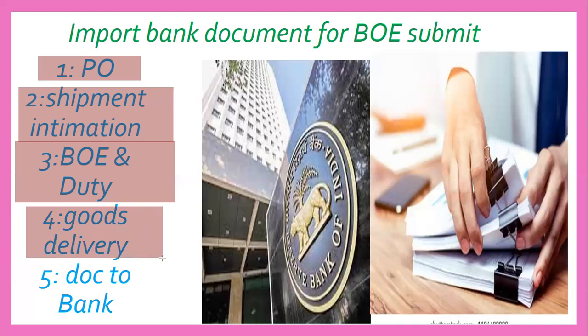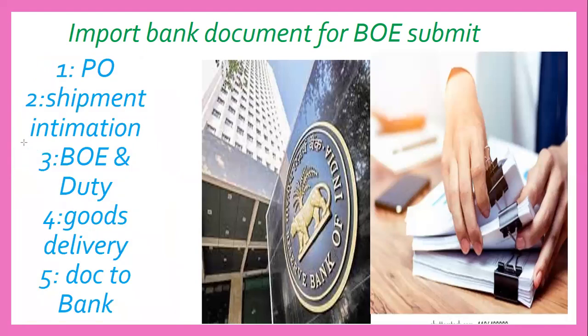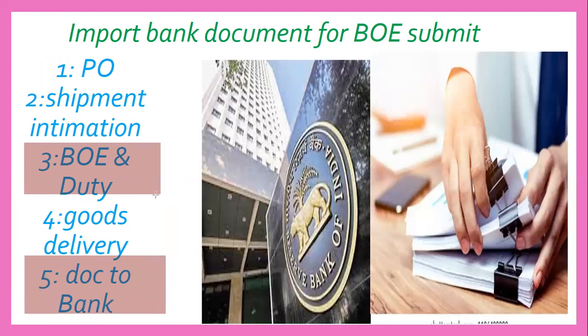Okay, after goods delivery at the factory, the documents need to be submitted to the bank. So at the stage of bill of entry filing, once we intimate the government that our goods are coming and in transit, and once goods are about to reach Indian territory, we just intimate the government by filing the bill of entry. Okay, so here once we file the bill of entry, the transaction of that bill of entry is reflected in customs.